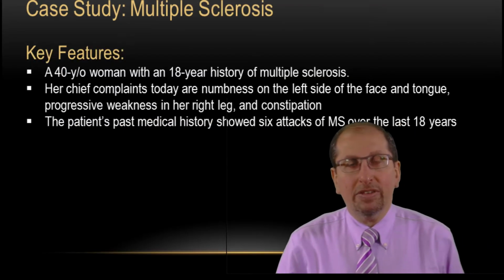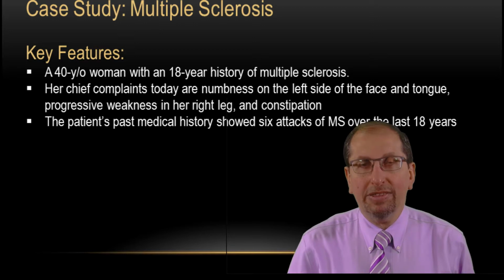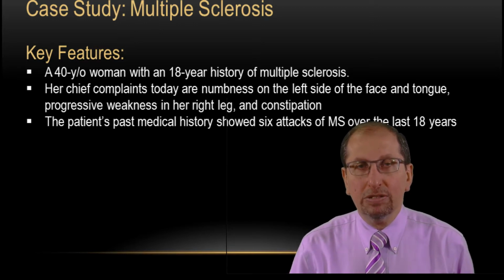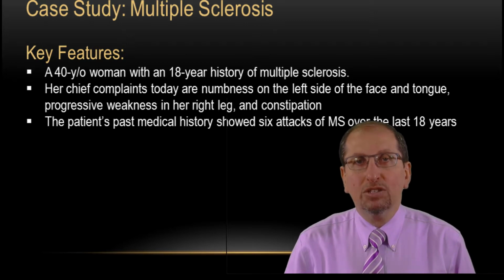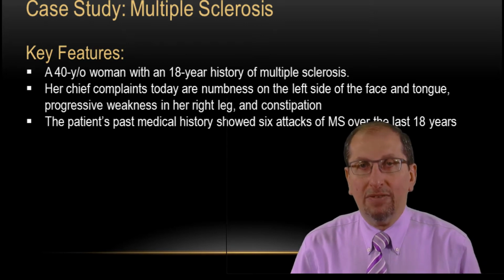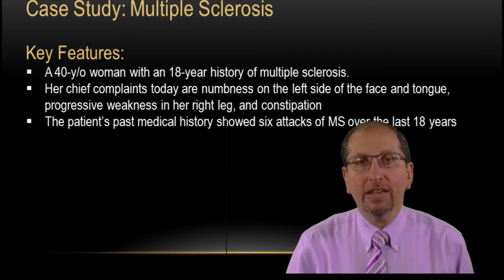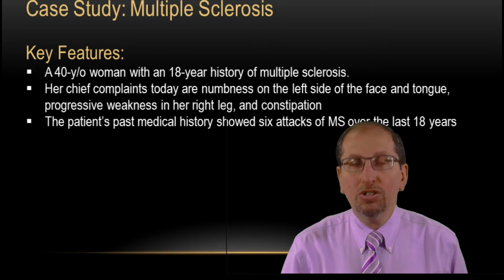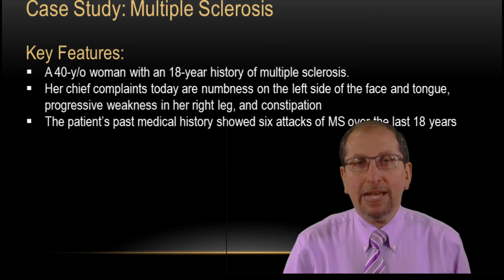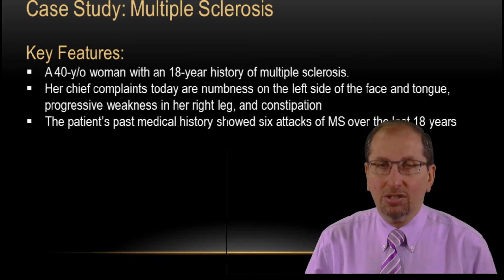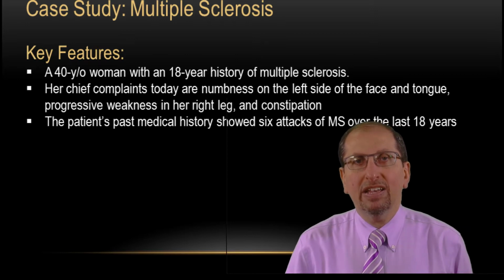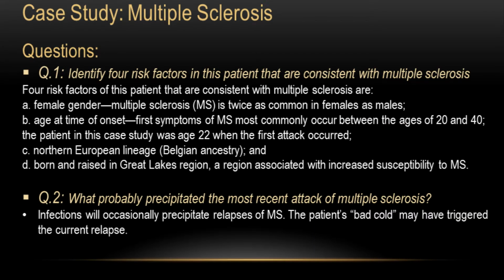Our case study, we have a 40-year-old woman with an 18-year history of multiple sclerosis. Her chief complaints today are what? Numbness on the left side of the face and tongue, and progressive weakness in her right leg, and also she has constipation. The patient's past medical history showed 6 attacks of multiple sclerosis over the last 18 years. Identify 4 risk factors in this patient that are consistent with multiple sclerosis.